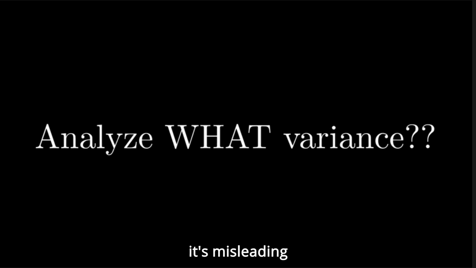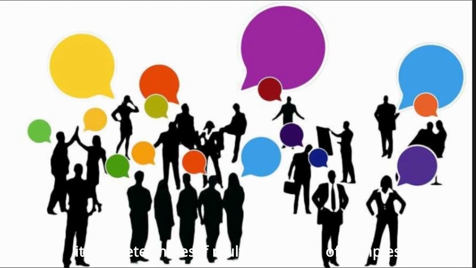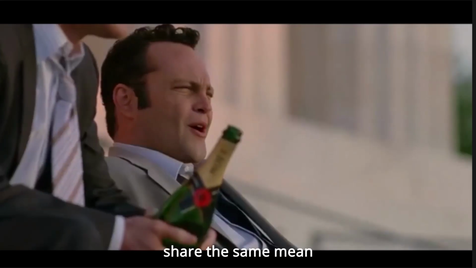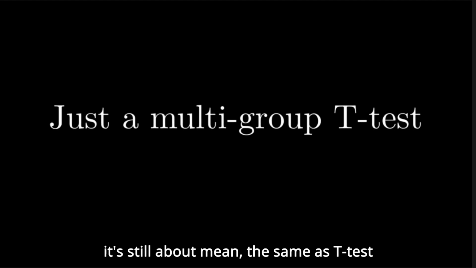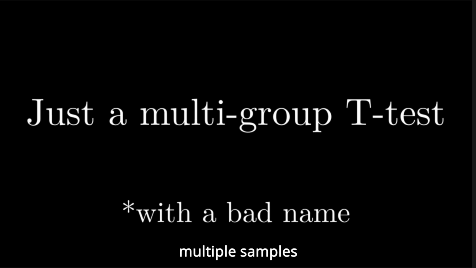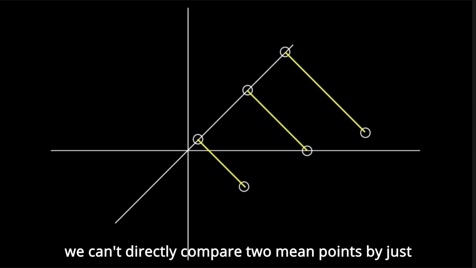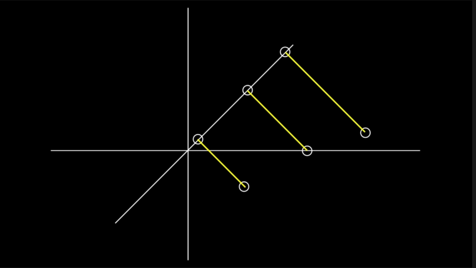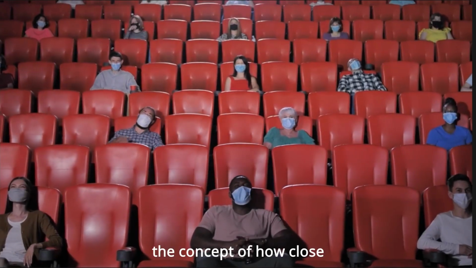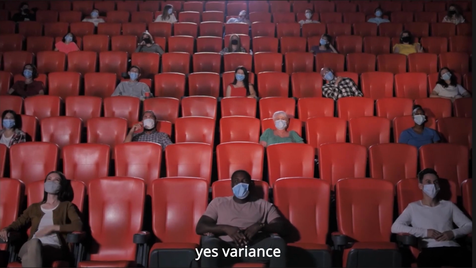It is misleading because it still determines if multiple groups of samples share the same mean. No! It's still about mean, the same as t-test. The only difference is that it works with multiple samples. In the case of 3 or more samples, we can't directly compare two mean points by just subtraction. The concept of how close multiple points are will be, yes, variance.